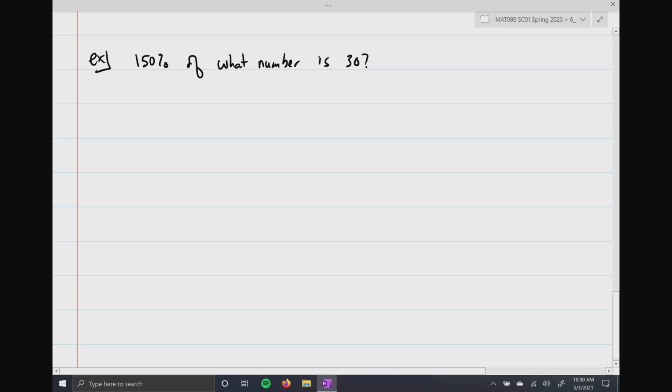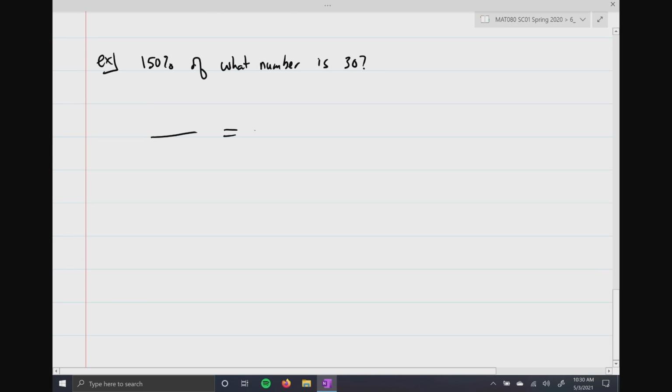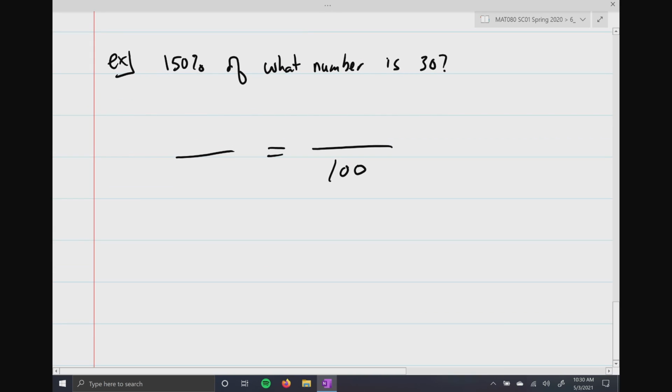First thing, let's set up our proportion. Now from here, we're gonna fill in the blocks. So 150%. That's gonna go directly above the 100 because that's where the percent number goes. Now I see the word of. I look to the right and it says what number? So my base will be x, which means the number 30 is gonna go above the x.